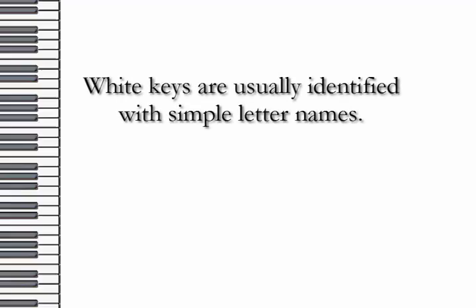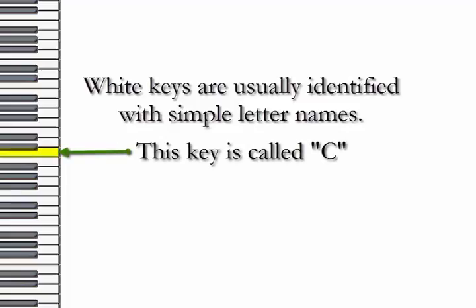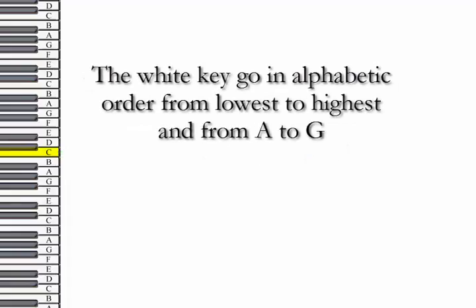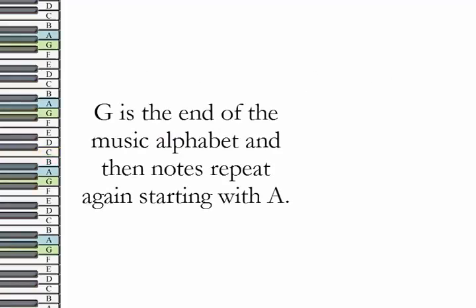White keys on the piano can be identified with just a note letter. The green arrow here points to a note called C. All of the keys are in alphabetical order. If you go up one key, then you go forward one letter in the alphabet. If you go down one key, then you go backwards in the alphabet one letter. Notice that G and A are always right next to each other. This is because G is the end of the music alphabet, and after G we come full circle and start again with A.